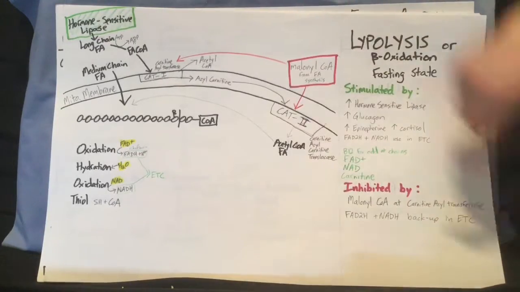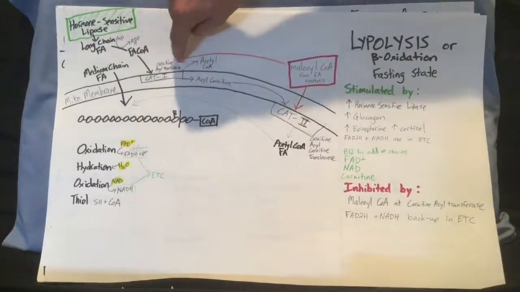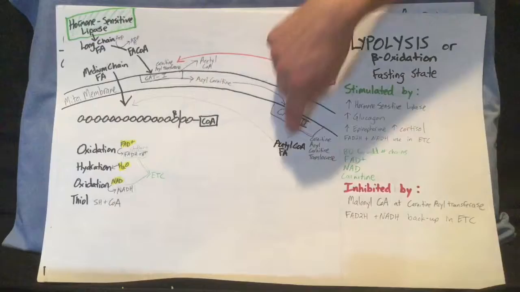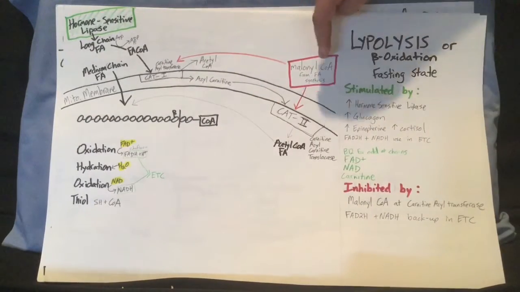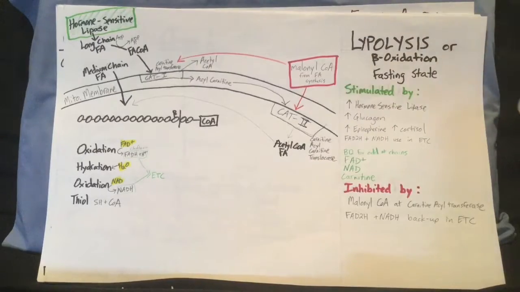Now, what's going to inhibit that? Malonyl-CoA from fatty acid synthesis, which we just talked about. That's going to inhibit this enzyme so that the carnitine acyltransferase won't accept anything to be transferred into the mitochondria. So that is the way. Remember, malonyl-CoA is also used as a building block for fatty acids.